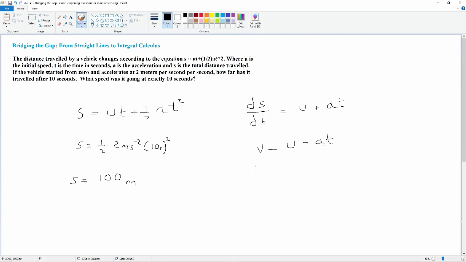Now we have our formula, we can plug the numbers in. We want to know at 10 seconds, so we're starting from 0, so that's 0 plus acceleration is 2 meters per second multiplied by time, which is 10 seconds, so that's 20, and that should be a v, not a u.